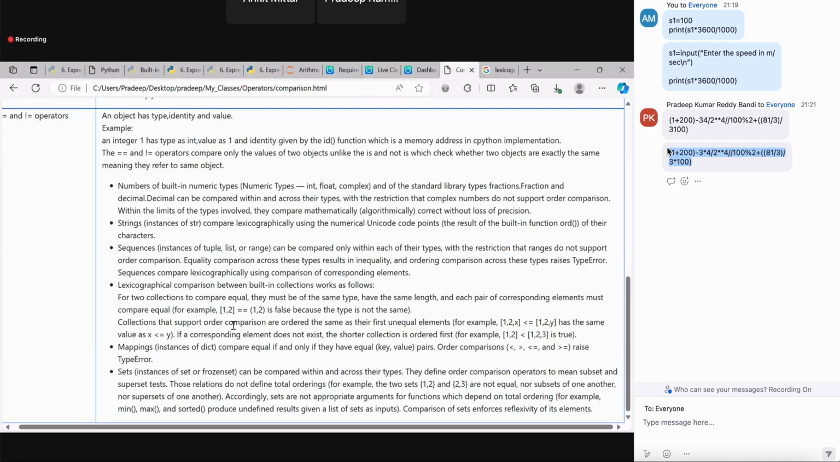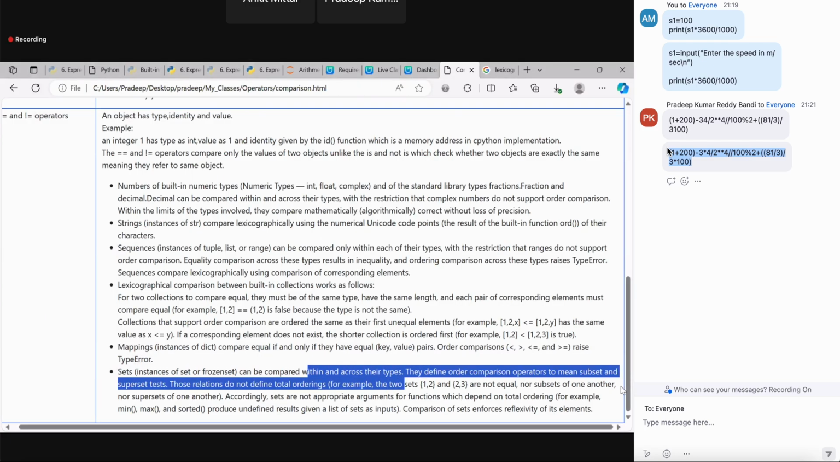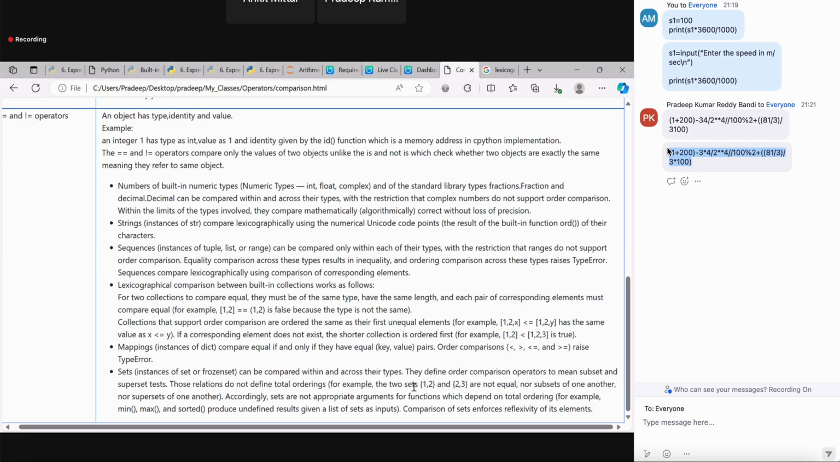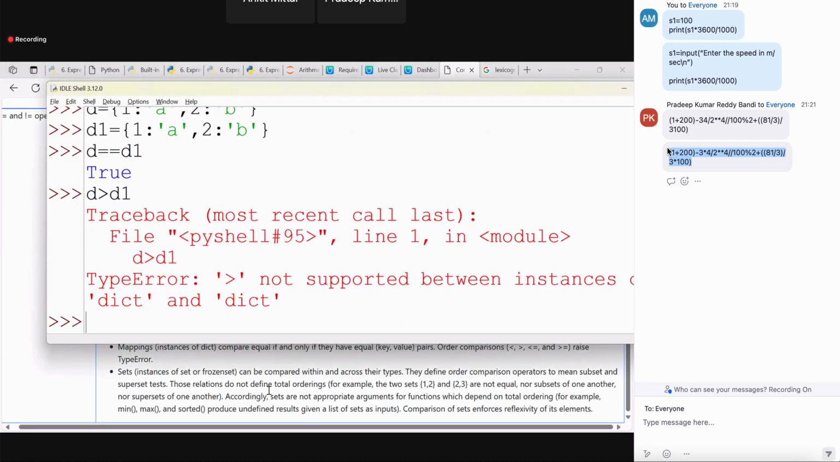And sets can be compared within and across their types. Across their types means we have only two types: set and frozenset. They define order comparison operators to mean subset and superset tests. These relations do not define a total ordering. For example, 1, 2 and 2, 3 are not equal, nor subsets of one another. So it cannot give every possible combination, but it can do something like 1, 2.